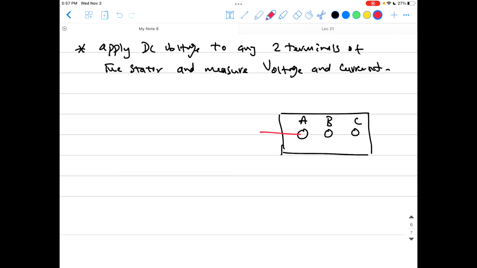You will connect any 2 of those terminals, say A and B, to a DC source, VDC. So the current going here will be IDC, and you just measure the voltage and current. Let me say the voltmeter goes to the terminals, so that will be more accurate. That's the voltmeter going to the terminals, and place an ammeter in series here to give you the current, IDC.